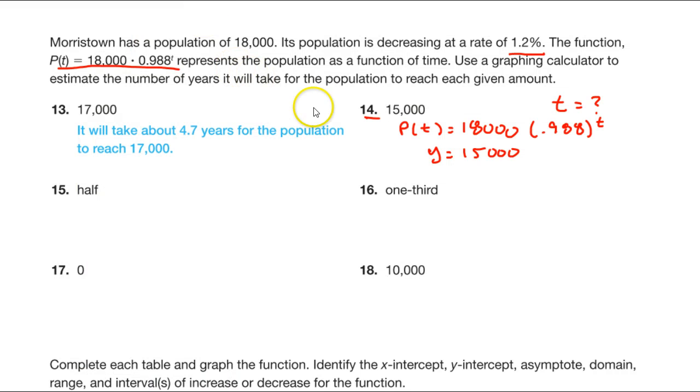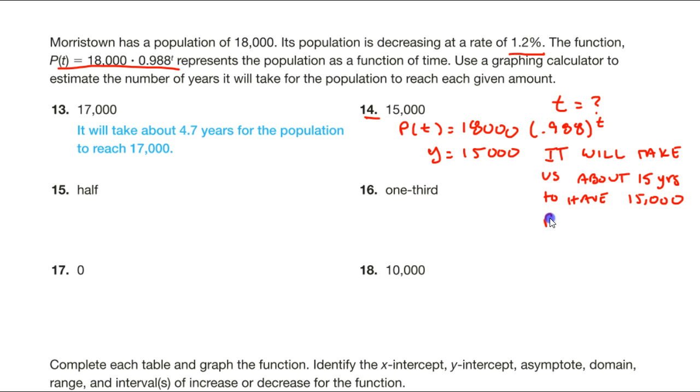So we can write, it will take about 15 years to have 15,000 people. And that becomes our answer.